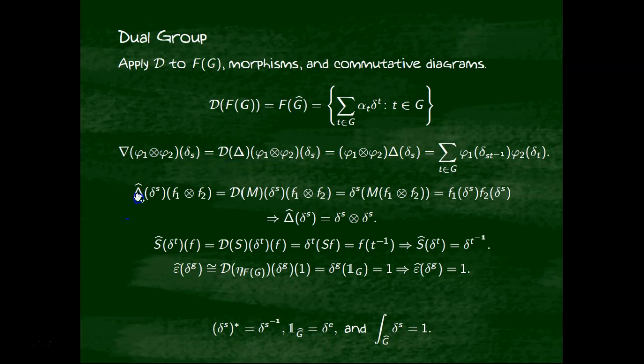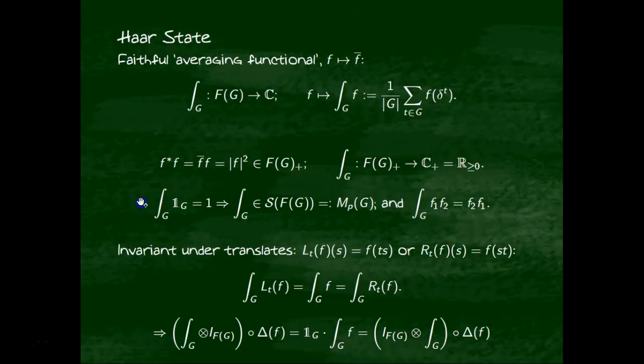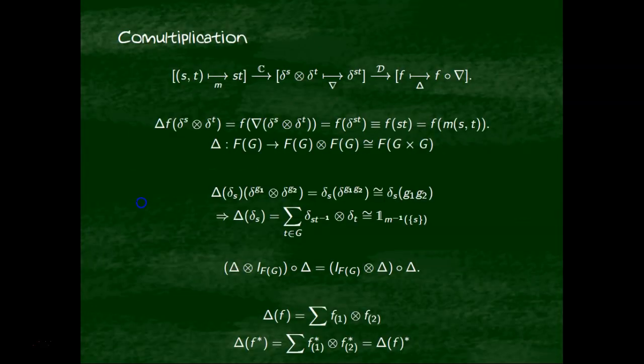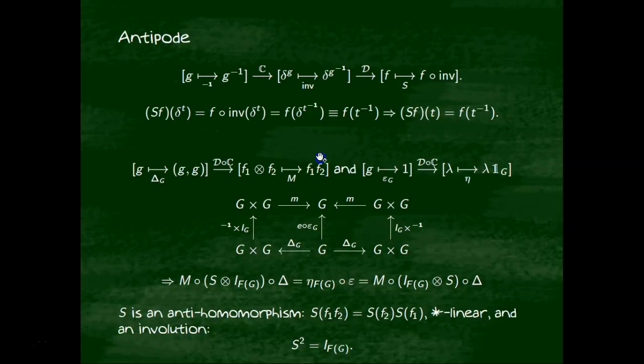We can also get a co-multiplication on the algebra of functions on the dual group by applying the dual functor to the pointwise multiplication in the algebra of functions on the group. What the co-multiplication is supposed to do is, we must start with a function on the quantum group, and it must give us a tensor product of functions on the quantum group.